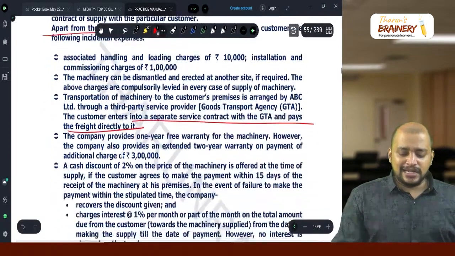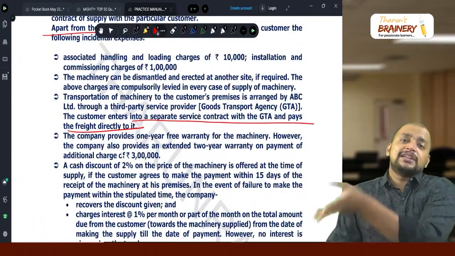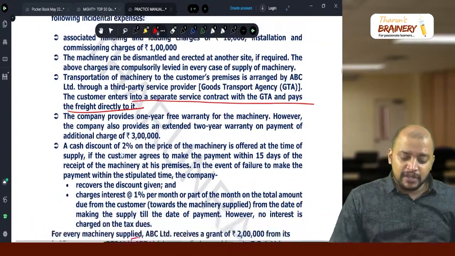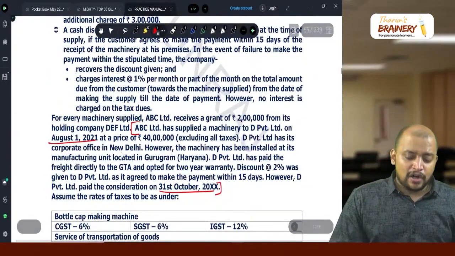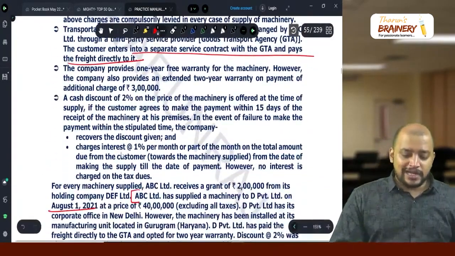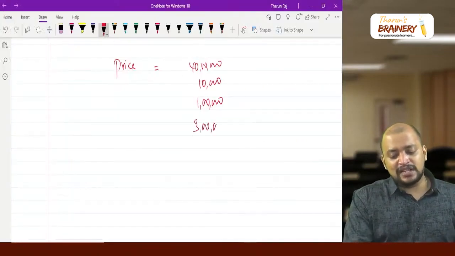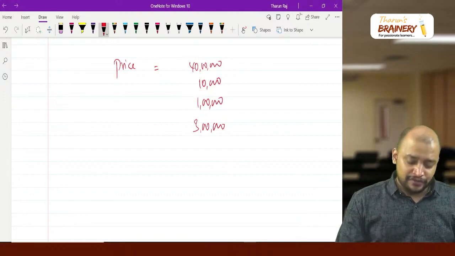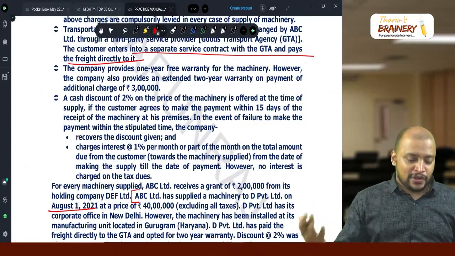Then this GTA services will not come because it is the liability of the recipient, incurred by the recipient. It will not come. Warranty charges 3 lakhs. Whether D Private Limited opted for the extended warranty? Yes. So therefore the 3 lakhs will be included again. Other charges charged by the supplier to recipient before delivery of the goods are to be included in the value, and in the given price it is not included, so we need to add.